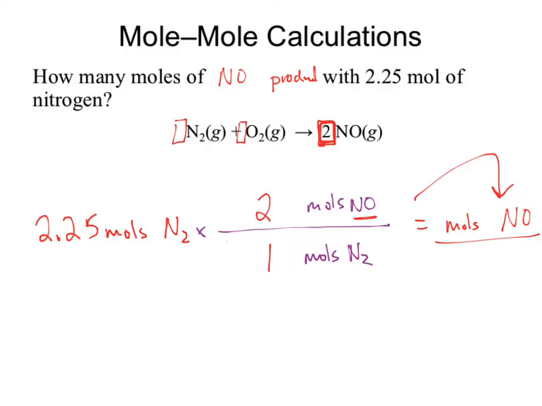1, our coefficient from our equation. What happens? Our units cancel, and we'd have 4.5 moles of nitrogen monoxide. We've now done our conversion factor. Kind of makes sense?